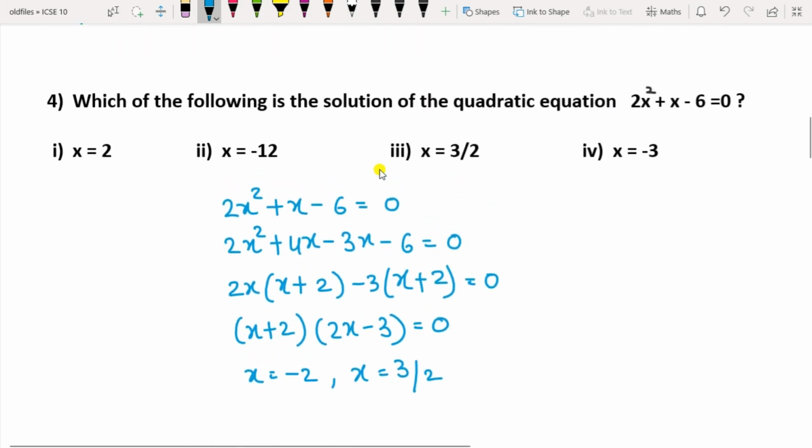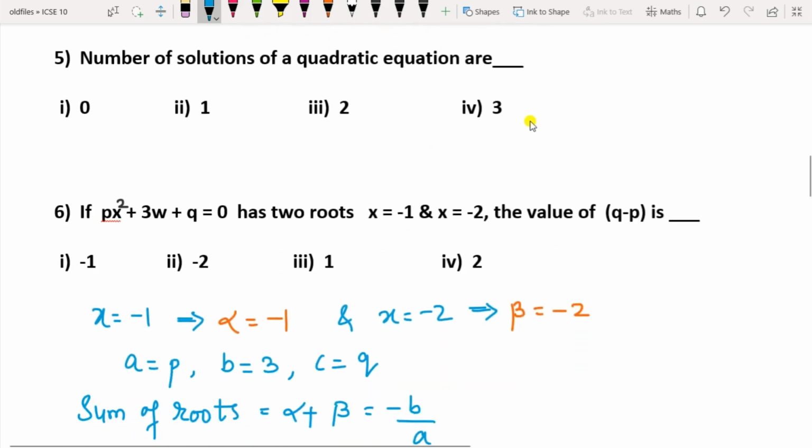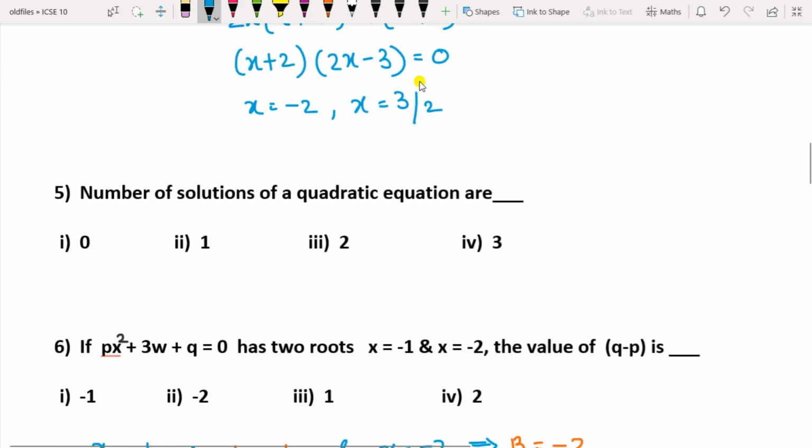Which of the following is the solution of the quadratic equation 2x square plus x minus 6 equal to 0? Solve this equation by the factorization method, and you get the value of x as minus 2 and x as 3 by 2. One of the roots has been given here, that is x equal to 3 by 2. So this is the correct option. The number of solutions of a quadratic equation: you have two solutions for any quadratic equation.